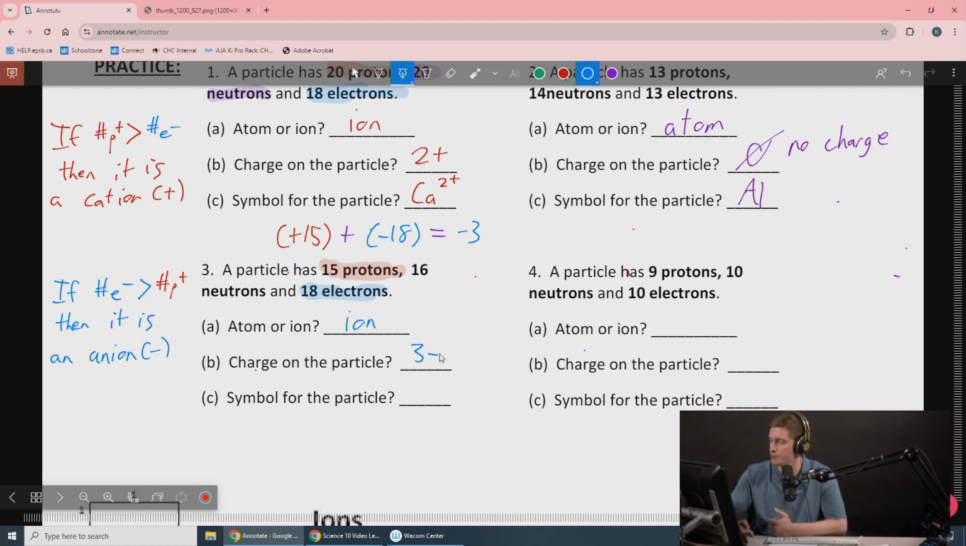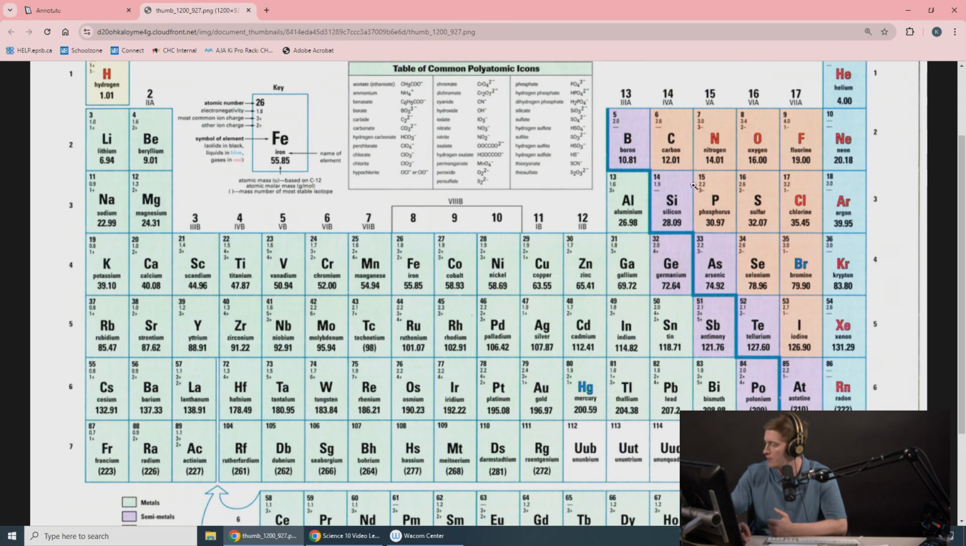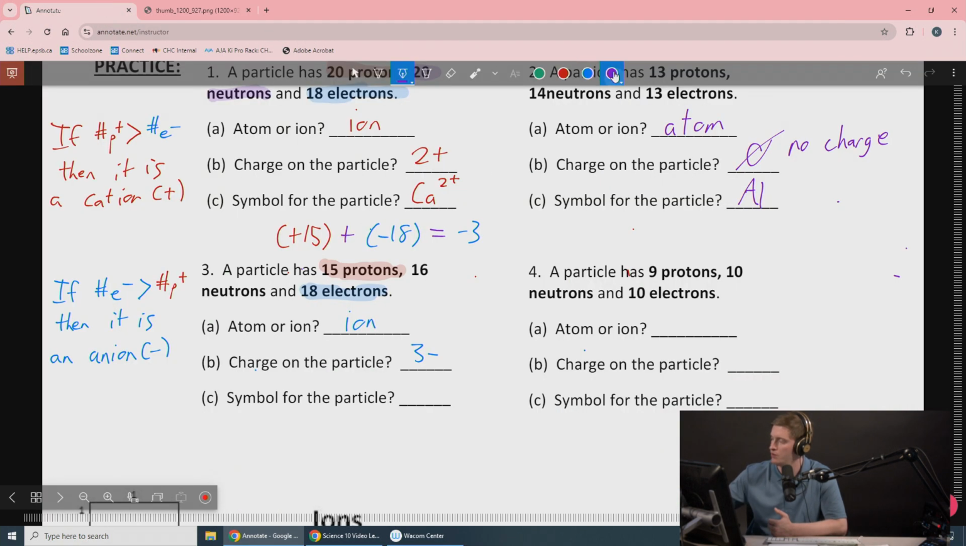What's the symbol for this particle? Well, we know that the atomic number is 15, so if we go to our table, the atomic number 15 is phosphorus. So we'll put in the P for phosphorus. But this is the ion form, which is called phosphide, and it's going to be P3 minus.